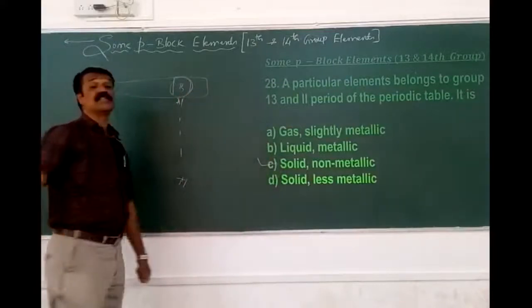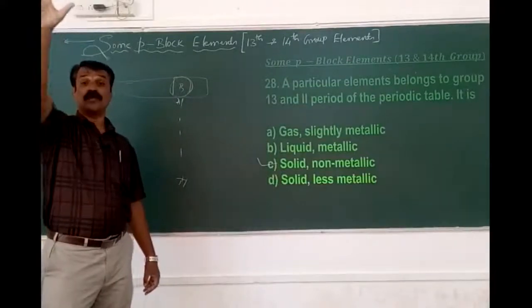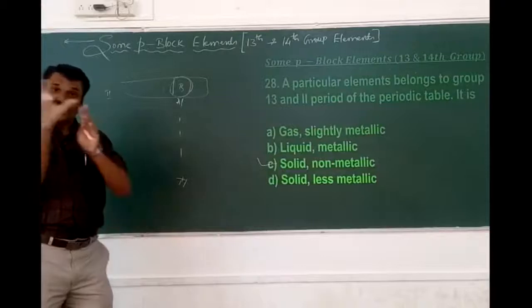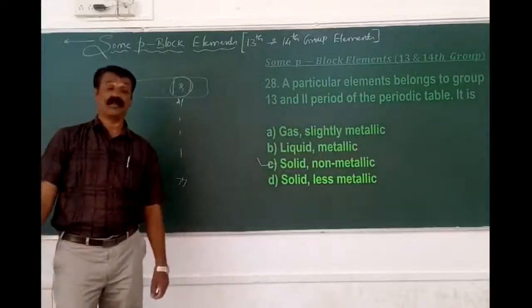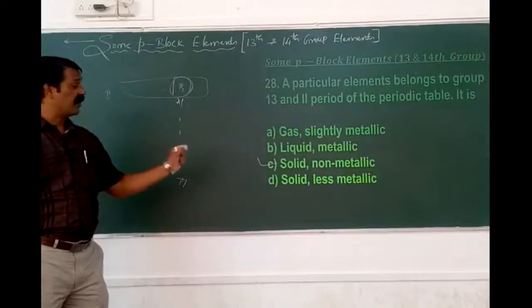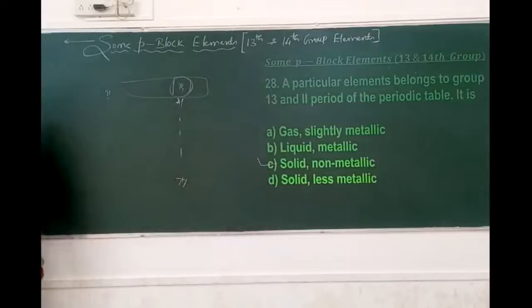And boron is an example for a what? The topper elements are the non-metals, the lower elements are going to be the what? Metals, and the intermediates are found to be the what? Metalloids. Therefore, we can say that boron is found to be solid in nature with the what nature? Non-metallic nature. Okay. So 28 C.